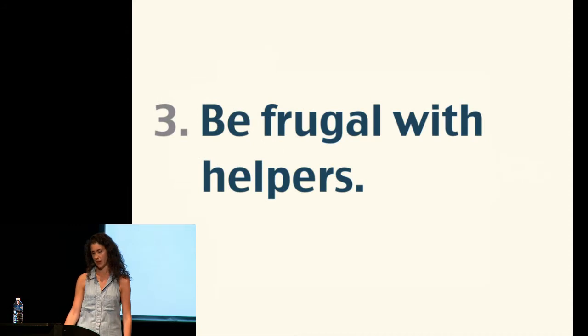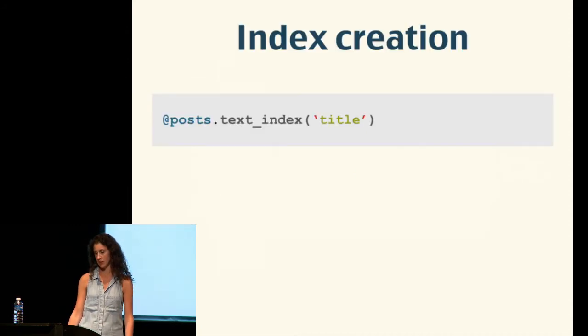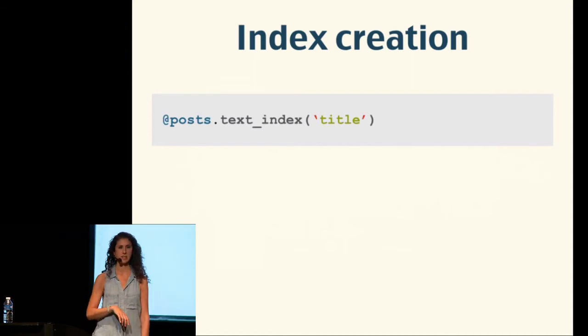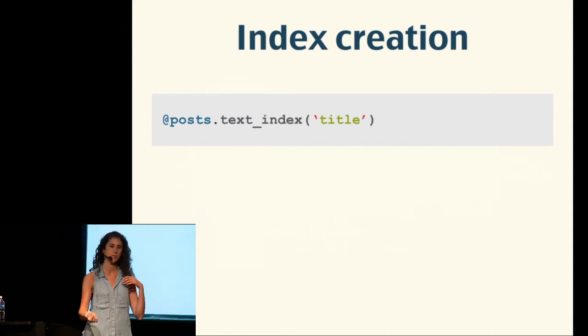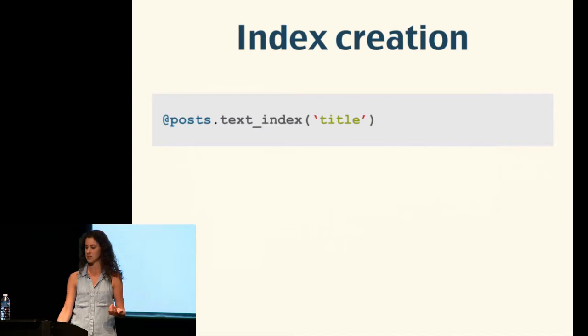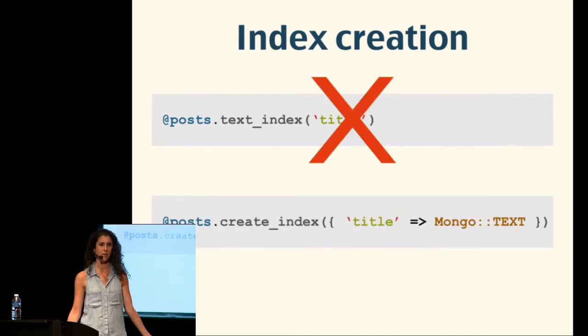And be frugal with helpers. So there are a number of different kinds of indexes you can create with MongoDB. And this is where I had to make a choice as to whether or not I wanted to provide a helper for each type of index. But I realized that the types of indexes could change in the future. They have changed in the past. So it's much better to just create one method that you send in as a parameter the type of index you're creating. It's not really a big deal for the user. And this is a choice where creating wrappers or something like a helper is not actually helping anything.